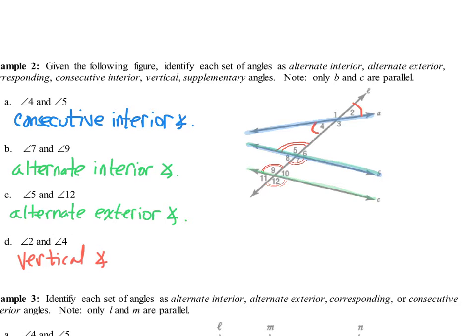Alternate interior angles and exterior angles are often congruent to one another, but it depends on the relationship between the two lines that are being cut by that transversal. All right, if those two lines are parallel to one another, then alternate interior angles are going to be congruent, and also alternate exterior angles are going to be congruent, but only if those two lines are parallel.